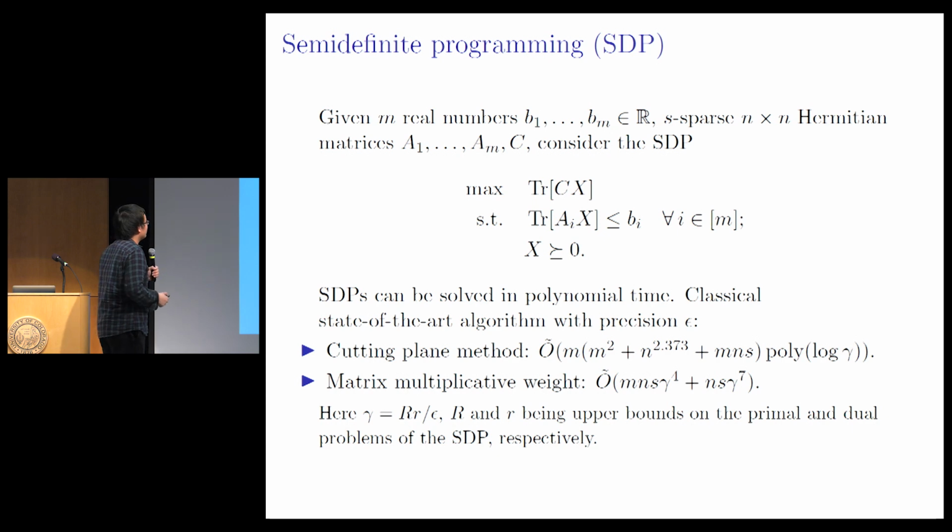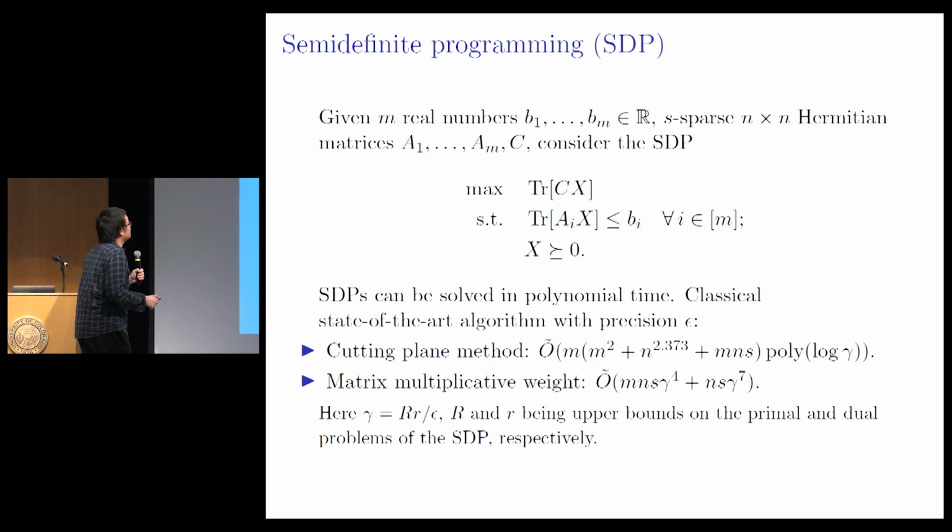In particular, there are two kinds of state-of-the-art classical algorithms for SDPs with precision epsilon. By precision epsilon, I mean that you can return the maximum value within plus or minus epsilon, which is an additive relationship. The first kind of method is the cutting plane method, which is quite similar to the more famous ellipsoid method, and gets this kind of complexity dependence.